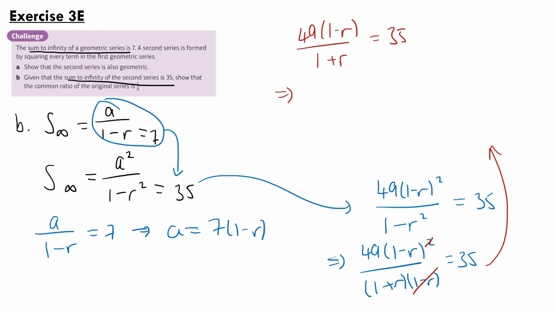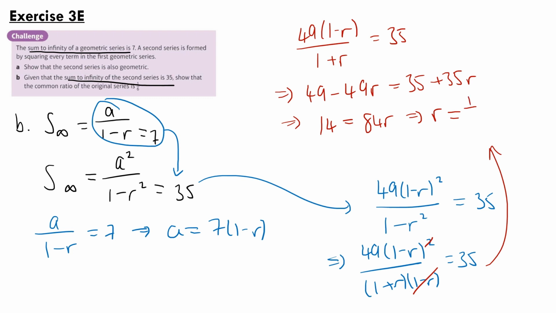Then multiplying both sides by 1 plus r, and expanding the brackets on the left-hand side, we have 49 minus 49r equals 35 plus 35r. Then 49 minus 35 on the left-hand side gives us 14. And taking the 49r onto the other side, we get 84r. And then dividing by 84 on both sides, we get r equals 1/6 as required.